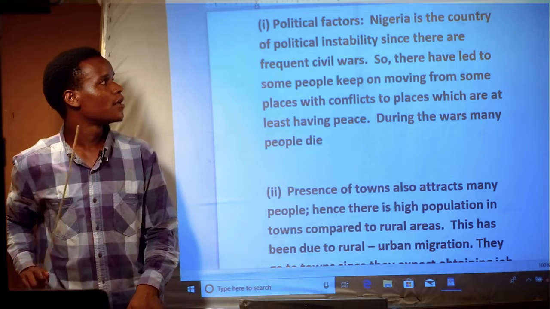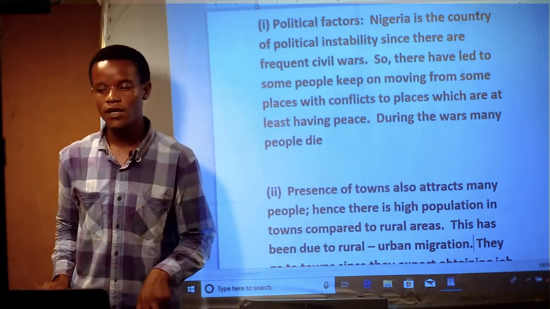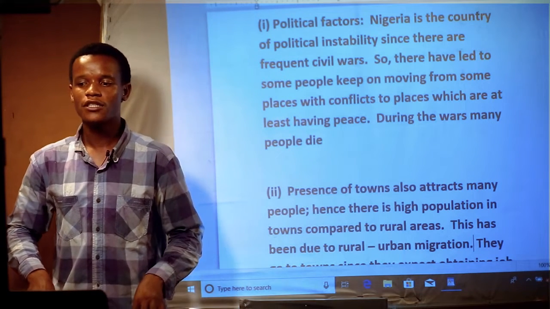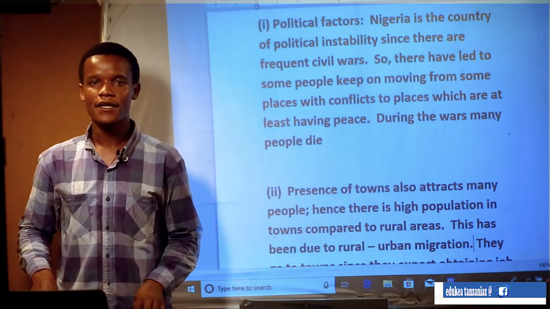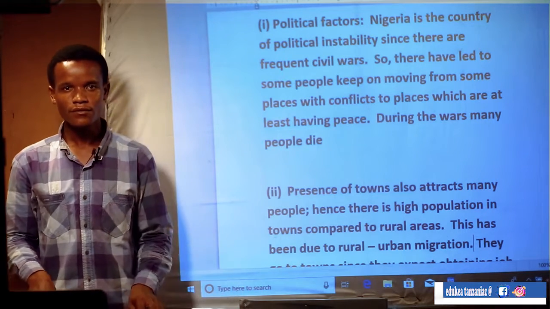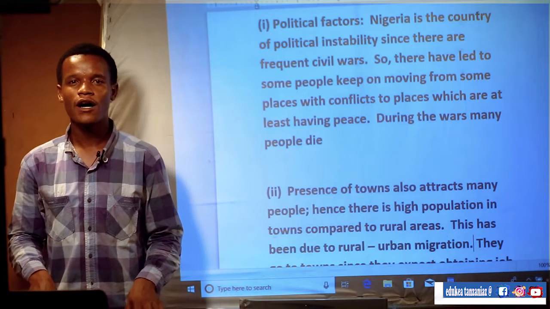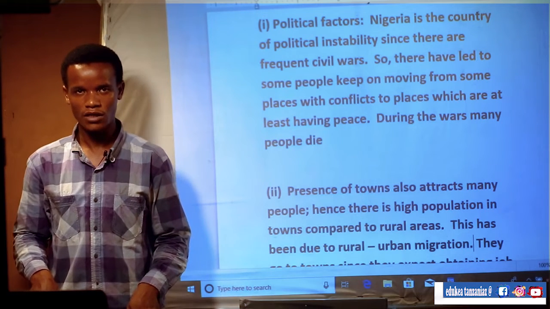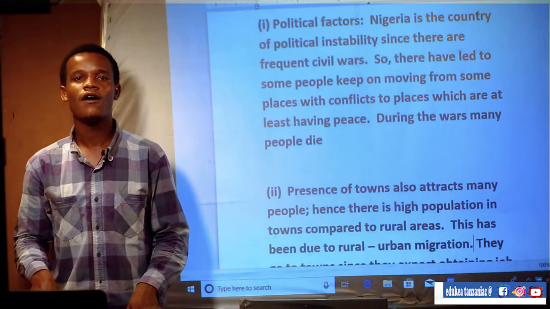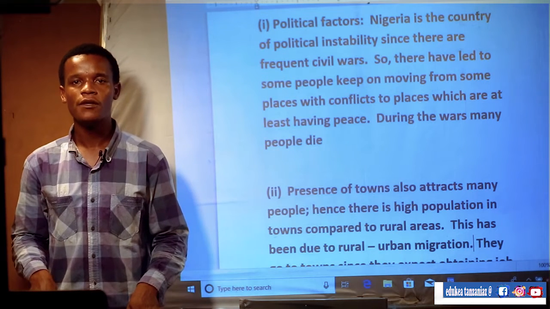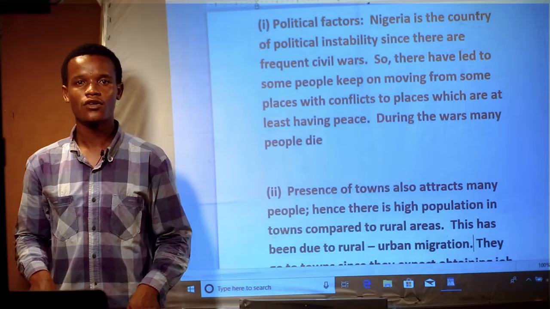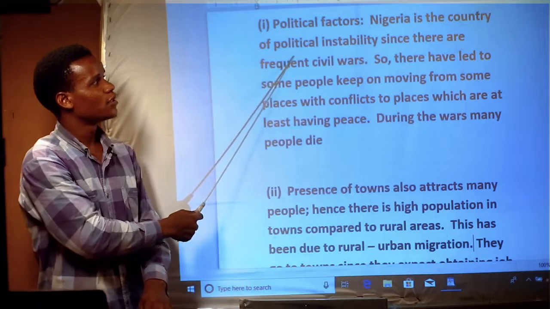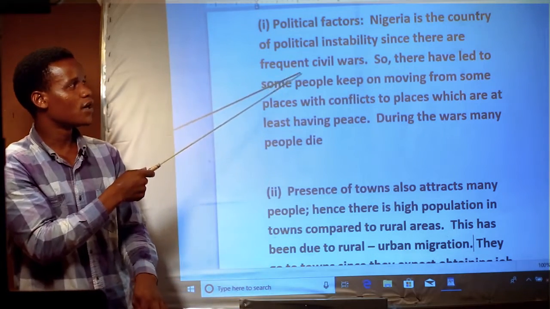Another point is the political factor. Here we are looking at two sides: how the political factor acts as a factor for the uneven population distribution in Nigeria. Here we are going to see that the areas that have political stability tend to have high population compared to the areas that have political instability. The areas that have political instability tend to have a low number of people compared to the areas that have political stability, which attracts people to live there. For example, Nigeria has experienced political instability since there have been frequent civil wars.